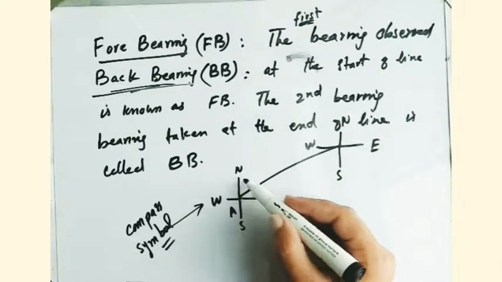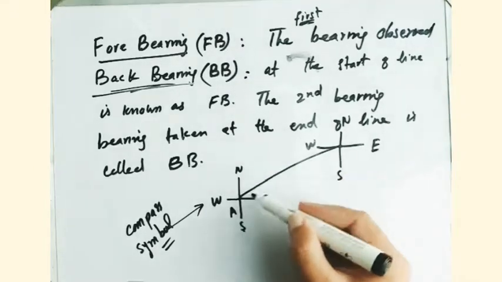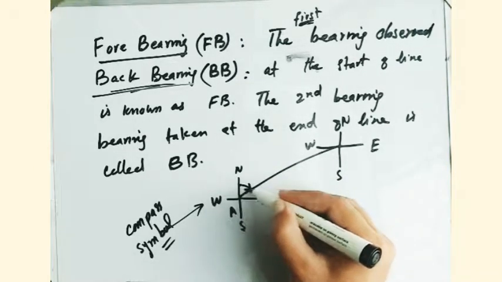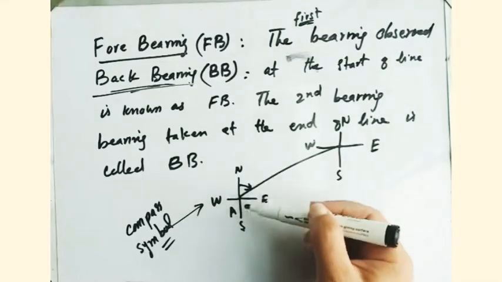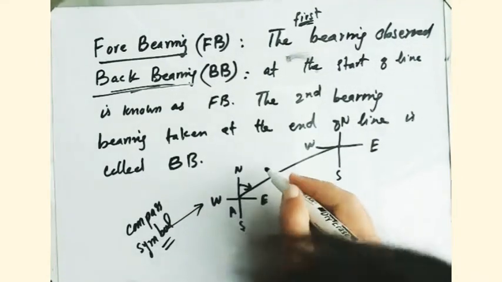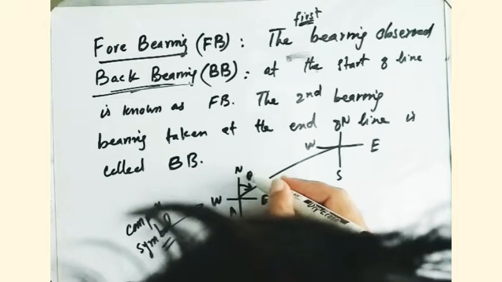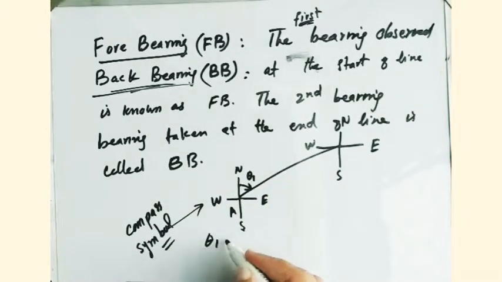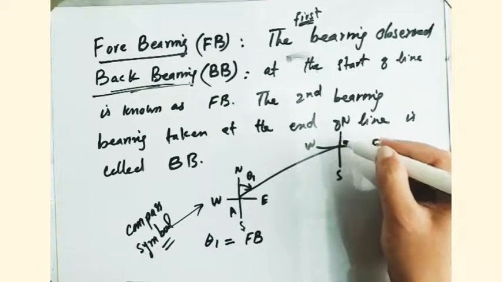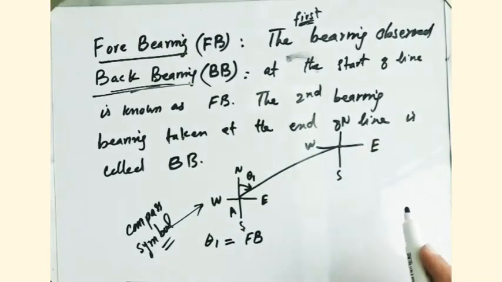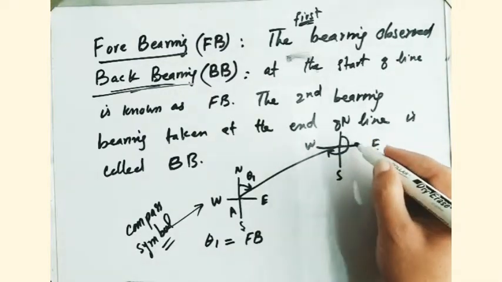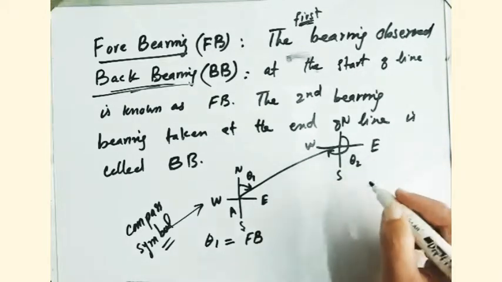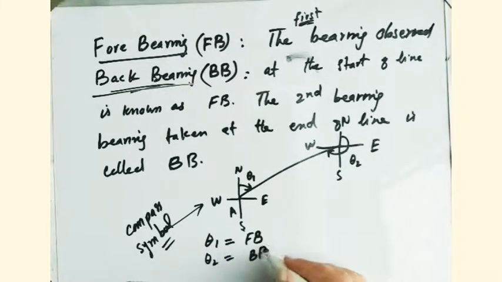So the angle extended from north south towards this line will be called a fore bearing. We represent this at the end by this arrow, which shows that this line has started from the north south line towards this line. So for example, if I say this is theta 1, then theta 1 shows you fore bearing. And now an angle in clockwise direction extended towards this line will show you theta 2, and theta 2 means back bearing.